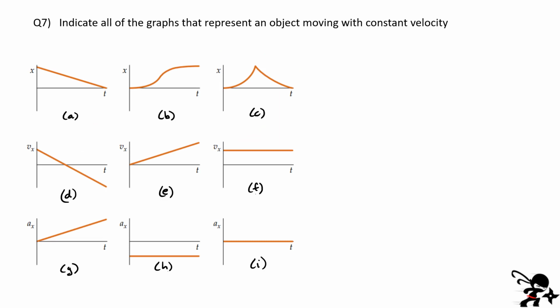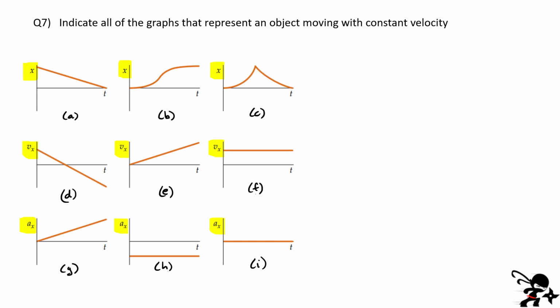All right, indicate all the graphs that represent an object moving with constant velocity. So let's be careful here. We have position versus time graphs, velocity versus time graphs, and we also have acceleration versus time graphs. How do we indicate constant velocity?